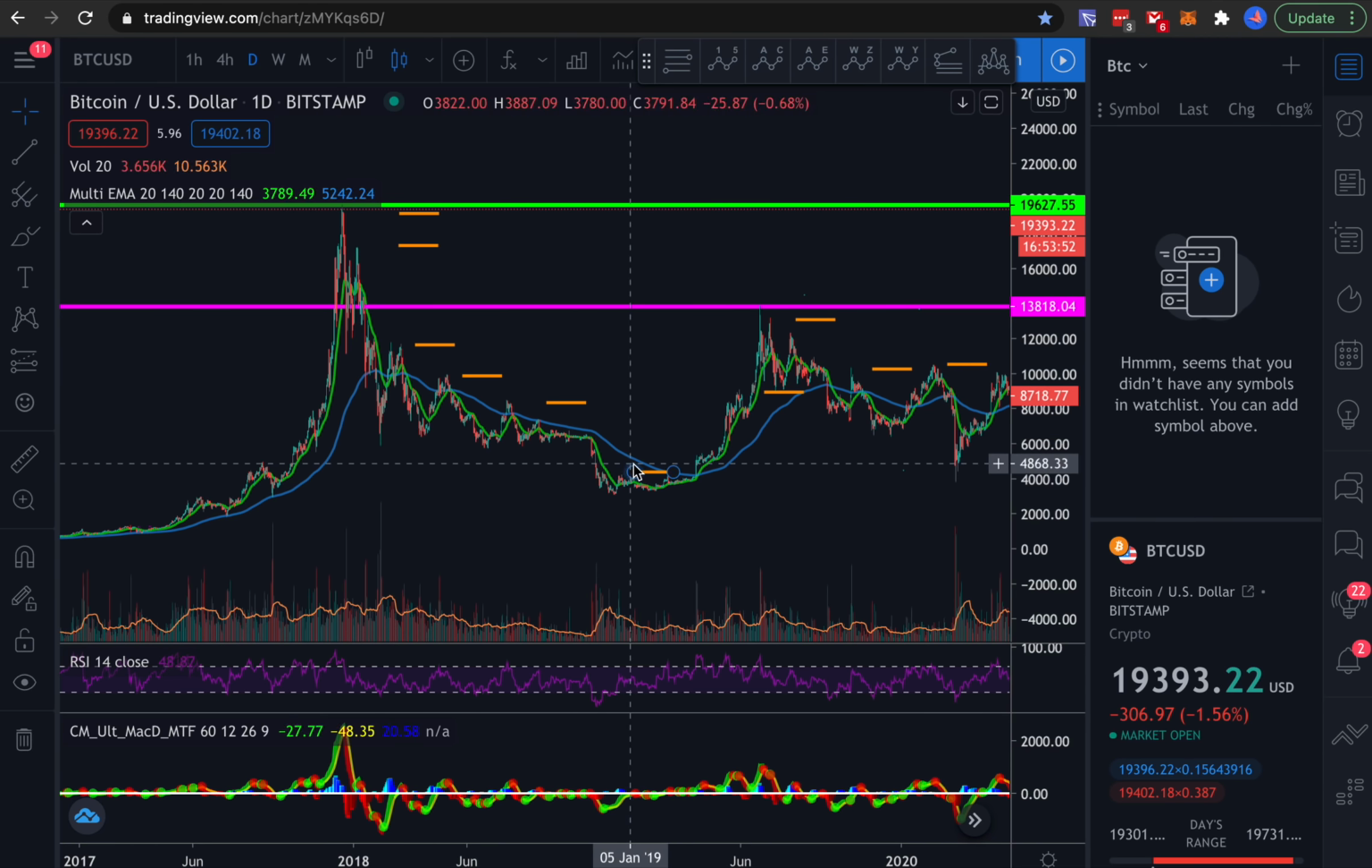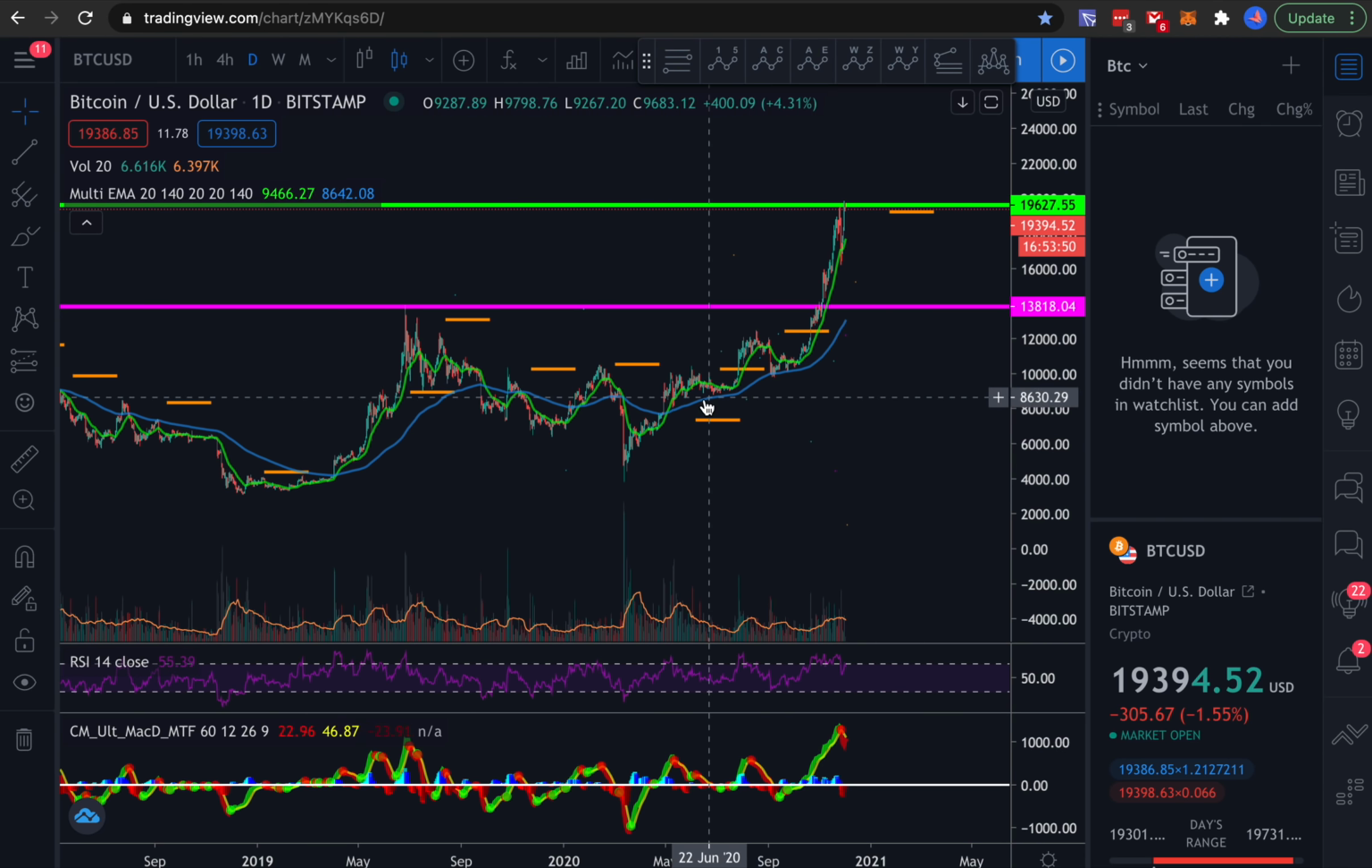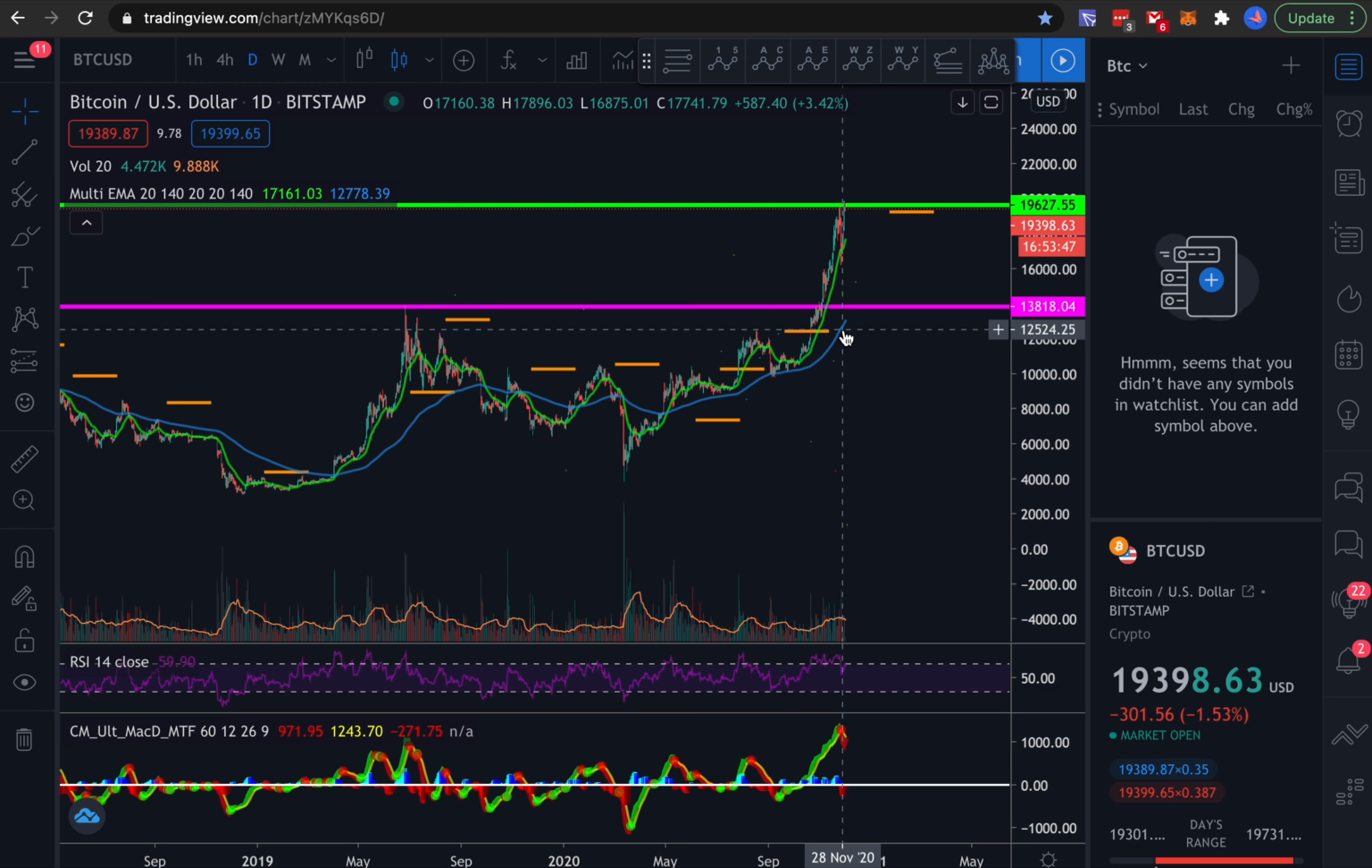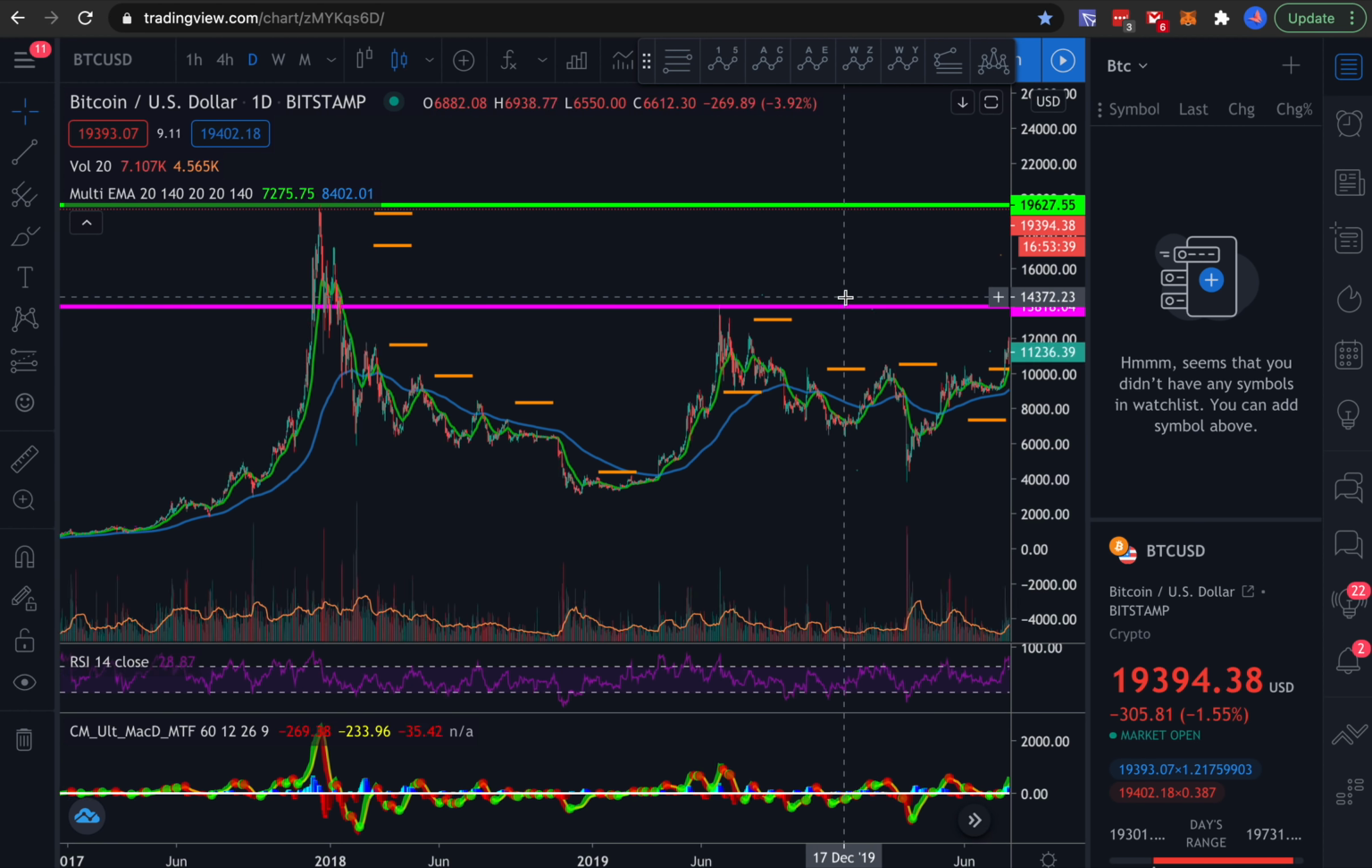So you would get a pretty good average price here, but now you would have to sit on cash for long periods of time before you actually enter more into Bitcoin, because the strategy just doesn't allow you to invest during this period. But anyway, that's one strategy.